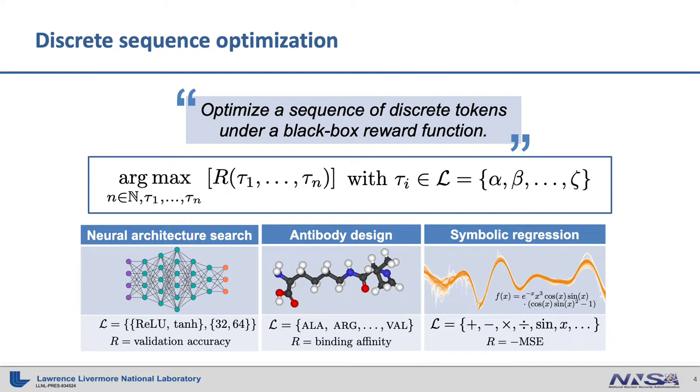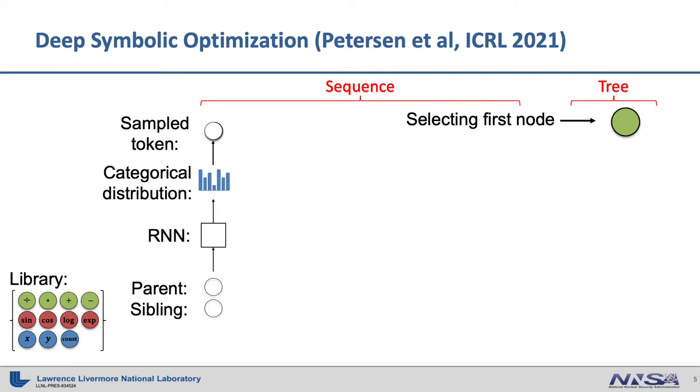Our starting point is the deep symbolic optimization algorithm, that is part of the state of the art in symbolic optimization. This approach uses an RNN to sample tokens sequentially to optimize a given task. So for example, let's assume here that we have a library based on the symbolic regression task. Each of the tokens in the library represents either a mathematical operation or a parameter to those operations. And we start by sampling from the RNN tokens according to a categorical distribution learned by the network.